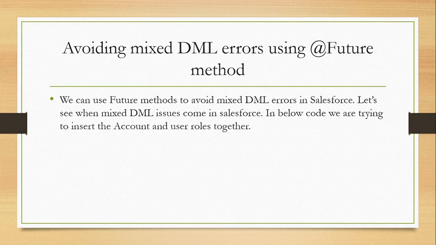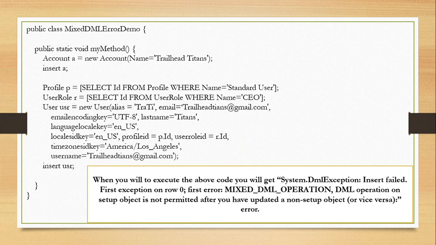Avoiding mixed DML error using the @future method. We can use the future method to avoid mixed DML error in Salesforce. Let's see when mixed DML issues come up. In the code below, we are trying to insert a record and a user role together, so mixed DML will occur. Here is public class MixedDMLErrorDemo, then public static void myMethod, which defines the method content: the Trailhead Titans profile and user, and then inserts the user. When you execute the above code, you will get an error like this: System.DmlException, insert failed. First exception on row 0, first error: MIXED_DML_OPERATION, DML operation on setup object is not permitted after you have updated a non-setup object.